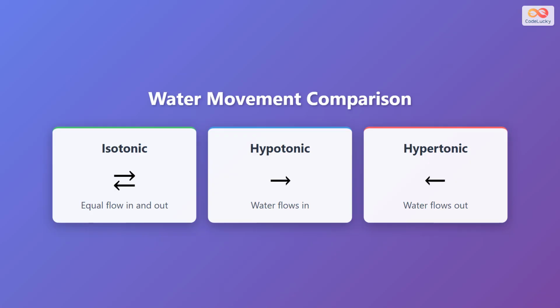Let's compare the water movement in all three solutions. In an isotonic solution, water flows equally in and out of the cell, so there's no net change. In a hypotonic solution, water flows into the cell because the outside has less solute. In a hypertonic solution, water flows out of the cell because the outside has more solute. Remember, water always moves toward the area with higher solute concentration to try to equalize the concentrations on both sides of the membrane.